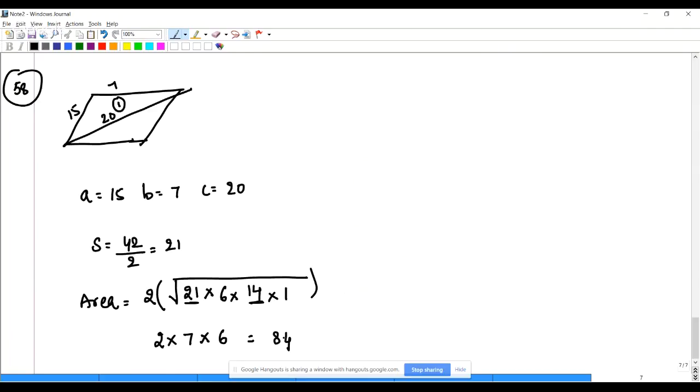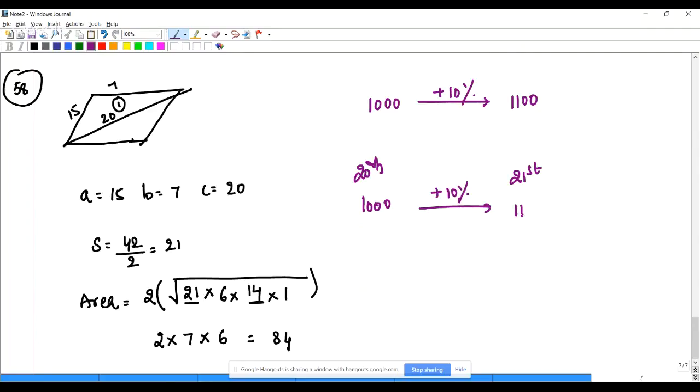The next, 59. The compound interest on a certain sum of money in the third year is 1000 at a rate of 10% compounded annually. What will be the compound interest of the fourth year? See, if it is 1000 for the third year, then definitely for the fourth year it's going to become plus 10% extra, which is 1100. Even if the compound interest for the 20th year is given as 1000, then for the 21st year it will just increase by 10%, so it becomes 1100. So that's how we do it.